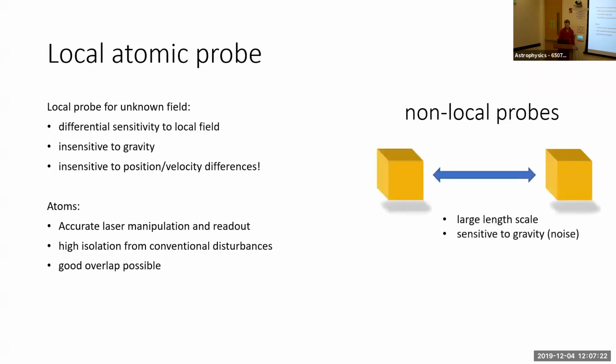Okay, so if you compare that to non-local probes, you have two probe masses or probe particles that are separated by a large length scale. In this case, you obviously can measure a lot more things than what you can do in a local probe. For instance, you can measure gravity, but also you're sensitive to gravity noise. So typically, a local experiment is just way easier than a non-local one.